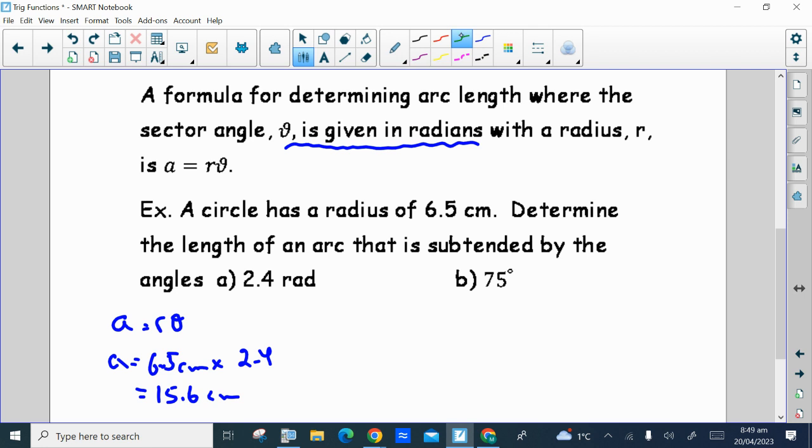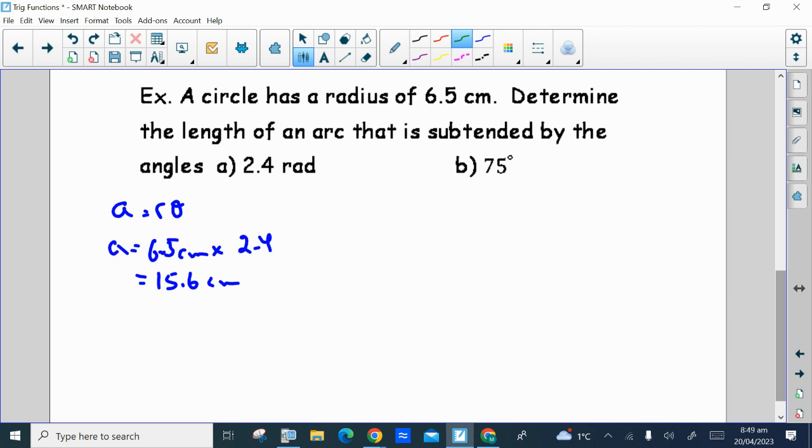And for question B, we have to first convert the degrees to radians, because when you use the arc length formula, your angle has to be in radians. So if we're going to get a number of radians, our answer must get smaller. And because of that, we have to multiply by pi and then divide by 180. And that'll convert it into radians.